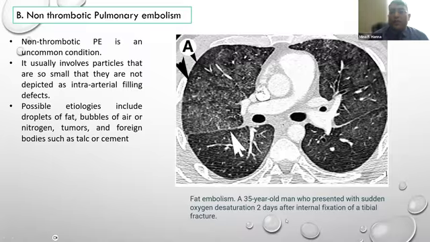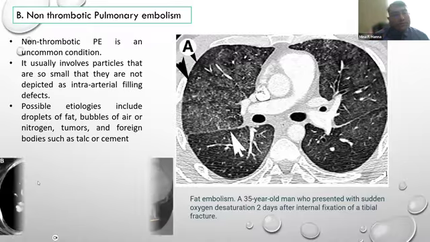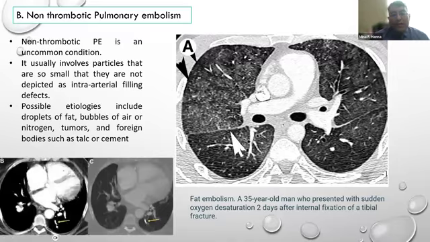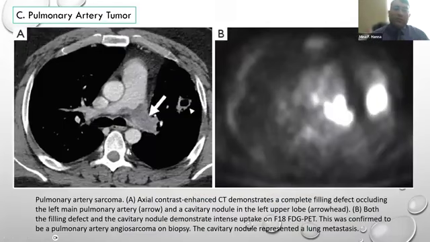Okay, so when you see a patient with sudden oxygen desaturation 2 days after internal fixation of a tibial or femur fracture, and a CT feature of patchy ground glass opacities, you start to think about fat embolism. This patient has a fracture line, and this metallic fracture line goes to the lung. And usually, if you check the X-rays before, you will see there was a line, and a small part of it got broken. Pulmonary artery tumor, we just mentioned how to differentiate it from chronic pulmonary embolism.